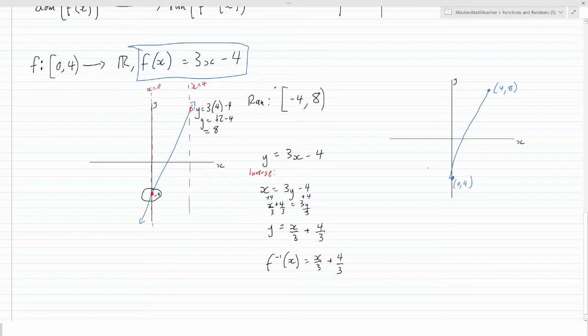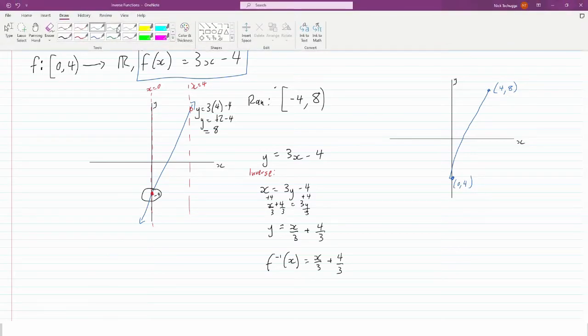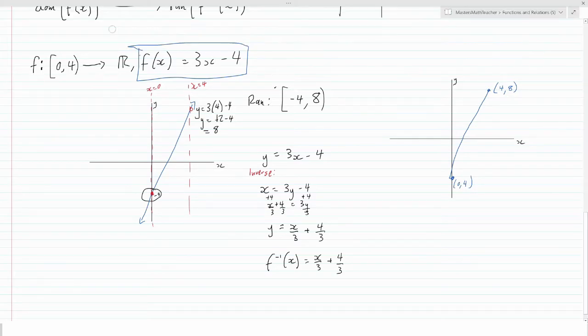Now, let's sketch the other one. So let's color this in green. We have the y-intercept is 4/3, so it's going to be about here, 4/3, and it's going to be a much shallower graph. So it's going to look something like this. But what is its domain and range?